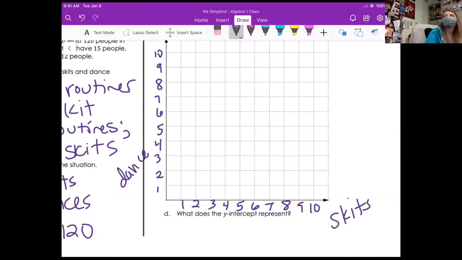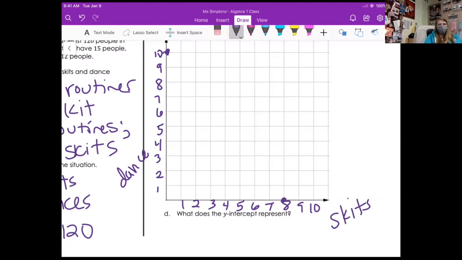So just like the previous one, let's make our two options. What if we had no skits? How many dances would we need? And I think that was your answer, to get exactly 120. 10. So we would need 10 dances minimum to get our 120 people. What about if we had no dances? Just skits. 8 skits. Good.